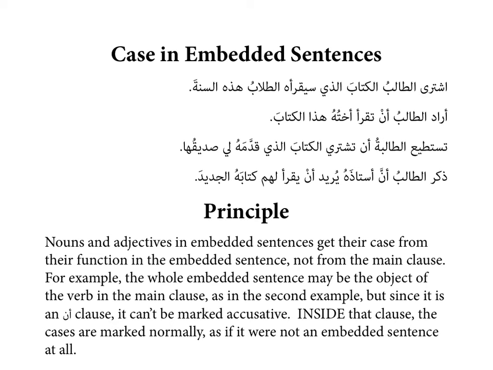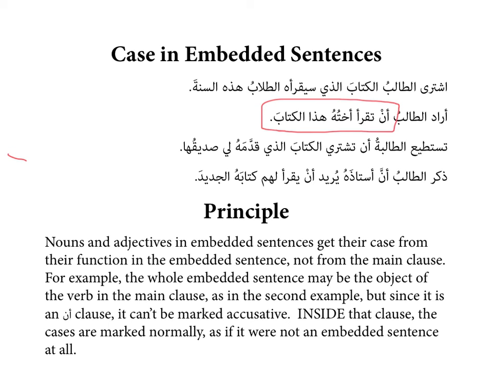So this slide gives some examples of case in embedded sentences. The principle here is that nouns and adjectives in embedded sentences get their case from the function inside the embedded sentence and not from what the embedded sentence itself is doing in the main clause. So, for instance, I think we'll look at the second one first. It means the student wanted for his sister to read that book. And so we get أن تقرأ أخته هذا الكتاب. That's the embedded clause. That whole thing is functioning as the object of the verb arada, and talib is the subject. So the student wanted something. That something is the object of the verb.